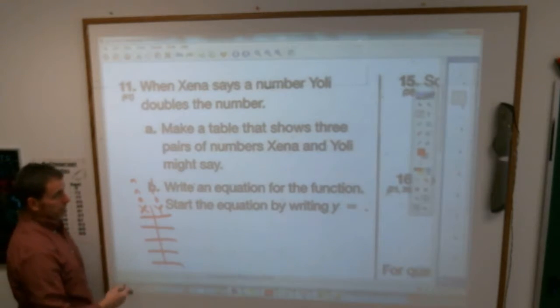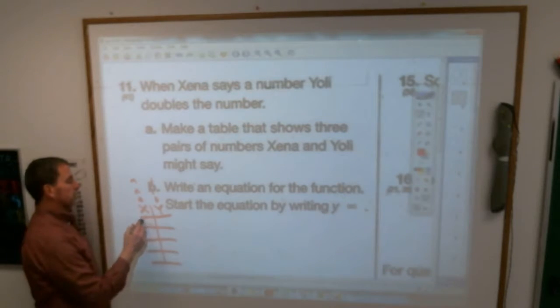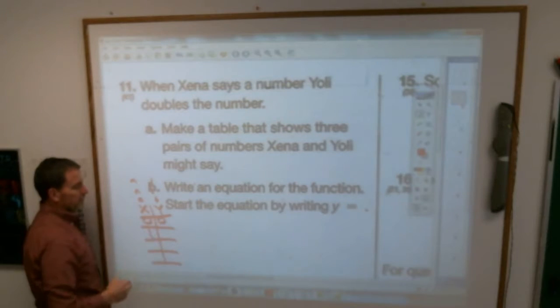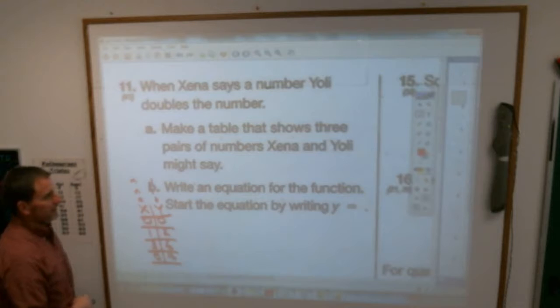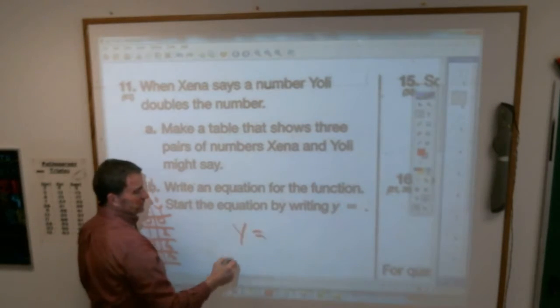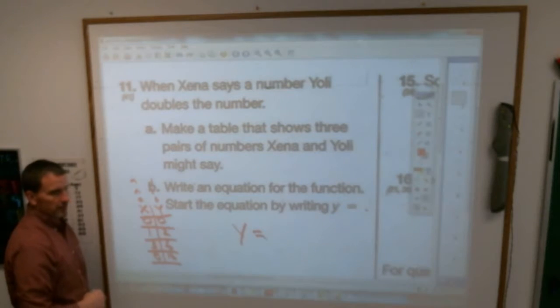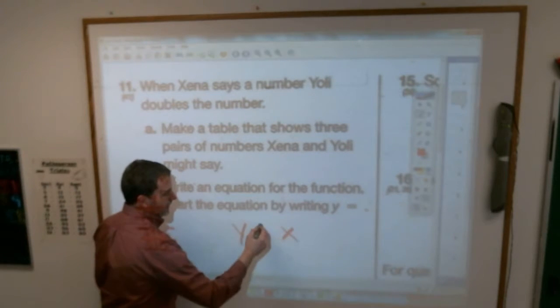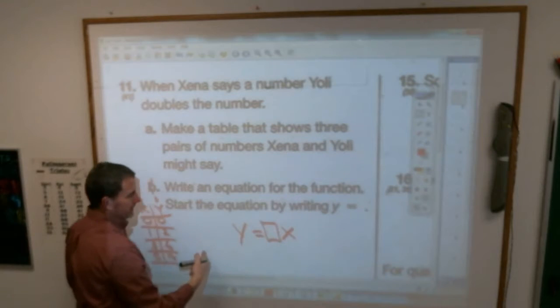So you get to pick whatever. If Xena says 0, if you double 0, what do you get? 0. If you put a 1 there and double it, you get? If you put a 3 there, you get? If you put an 8 there, you get? 16. So there's your table. Write an equation, start the equation with y. Y equals. Okay? And here's where you get mixed up. You're thinking division, but you have to have an x here. What are you doing to x every time to get y?